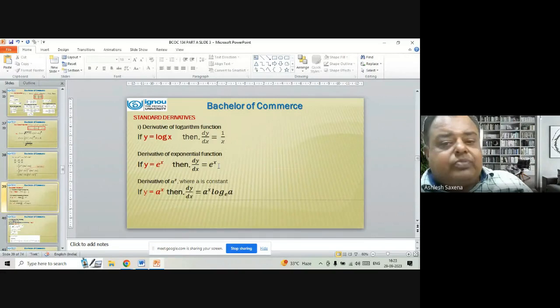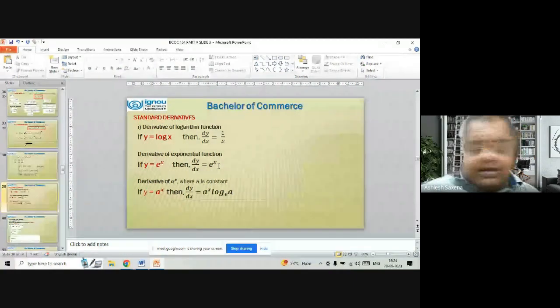Now, some standard derivatives. The derivative of log x is 1/x. The derivative of e^x is e^x. And the derivative of a^x is a^x log base e of a. These are the standard derivatives.